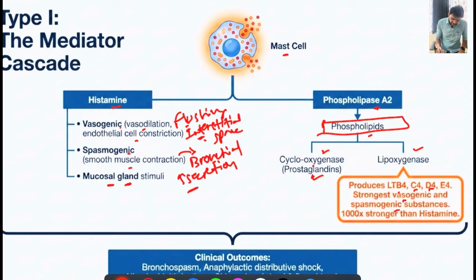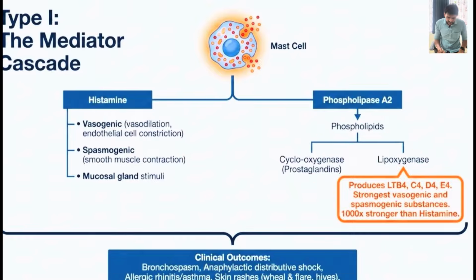So what are the examples? Mainly anaphylactic distributive shock, bronchospasm, allergic rhinitis or asthma, and even in cases of skin rashes or some medication related allergies, we will see type 1 hypersensitivity reaction.